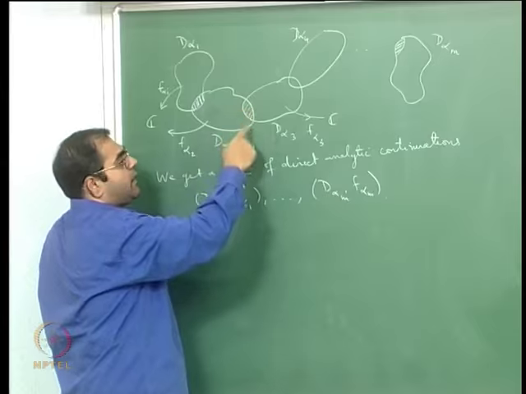You define what is meant by a chain of direct analytic continuations, okay. We say that (D_αm, f_αm) is an indirect analytic continuation of the first one, (D_α1, f_α1), okay.